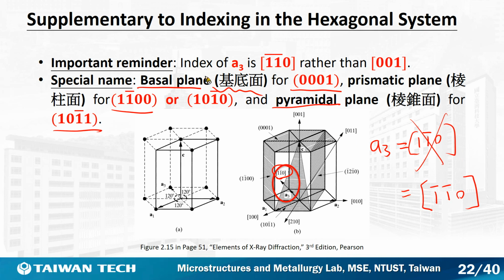Okay, so for three axis systems, the A3 one should be this one. Of course, for three axis system, there is only A1, A2, and Z. There is no A3. Okay, so this is just supplementary material.